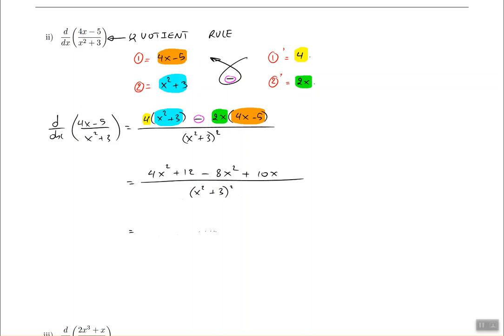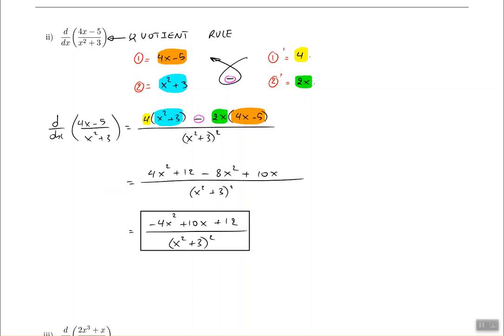And finally, combine like terms on the numerator, and you're pretty much finished. So 4x squared minus 8x squared is going to be negative 4x squared. I'm going to place the 10x next, and finally the 12. All divided by (x squared plus 3), all to the power of 2. So that is the end of the question here.